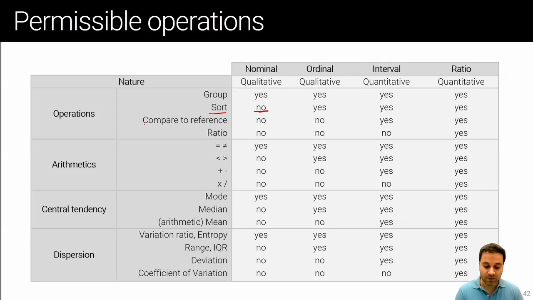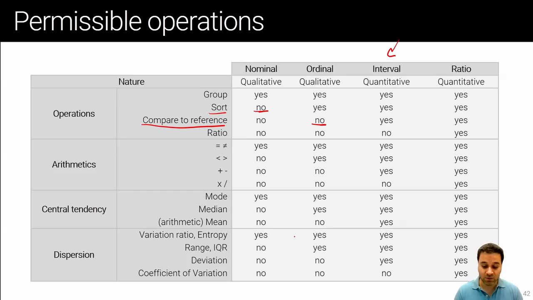If we want to compare to a certain reference, the variable has to be at least interval. So we cannot do it with ordinal variables. We cannot just say 6 is 4 units apart from 2. We need to be able to assign these numbers, and they have to be at least on an interval scale. And then ratios. We cannot compute ratios unless we have a ratio variable in which we do have a sensible value of 0. And this is very much related to arithmetic.